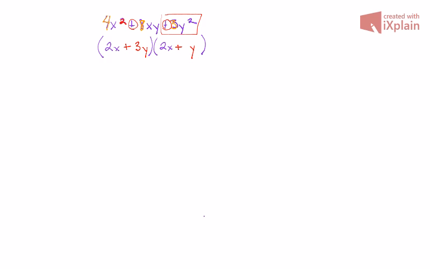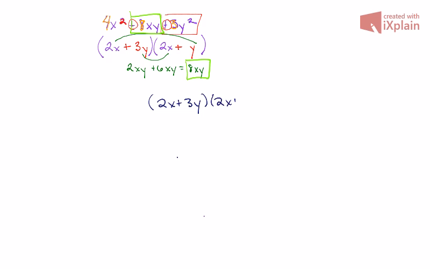So we would do our outer terms, because we're going to see if we can find that middle term, our middle child. So this gives you 2xy, and then we multiply our inners. So 3y times 2x would give us 6xy, and that is, in fact, 8xy. So lo and behold, I did find my middle child. So then our final solution will be 2x plus 3y times 2x plus y.